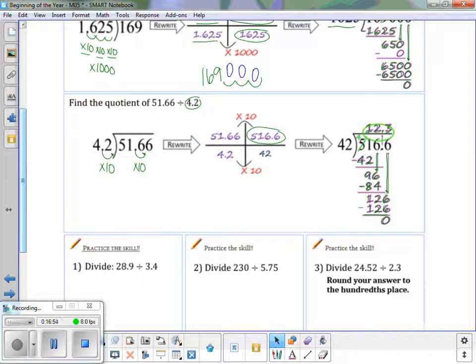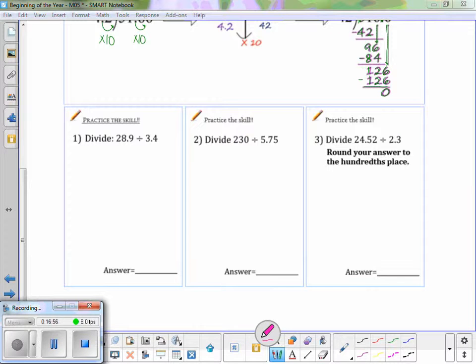So the last problem we're going to look at today is number 1 right here. It says divide 28 and 9 tenths divided by 3 and 4 tenths. So remember, we have to get our divisor, it needs to be a whole number, and 3 and 4 tenths is not a whole number. It's between 3 and 4. Do you know what we're going to do? What are we going to do?